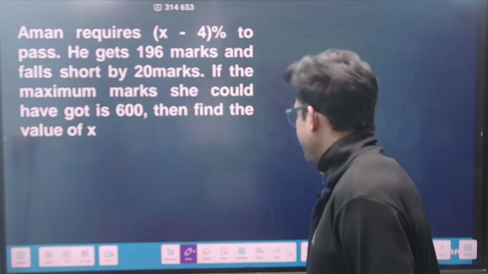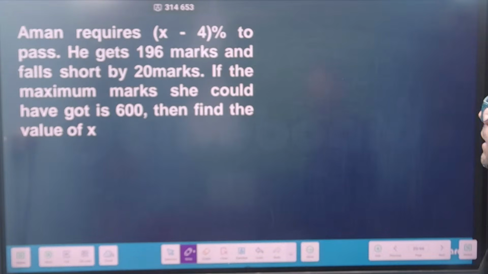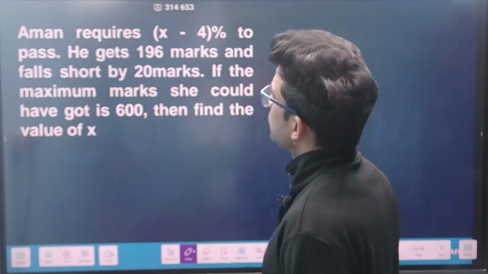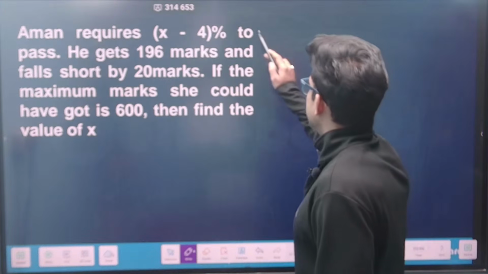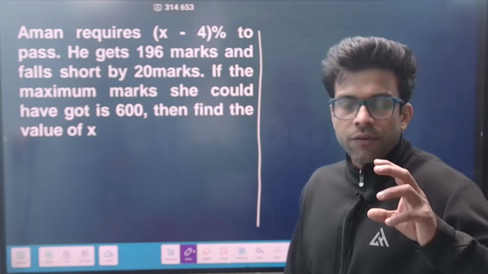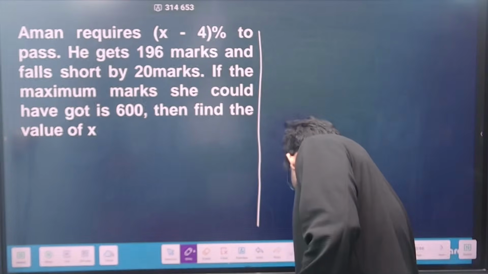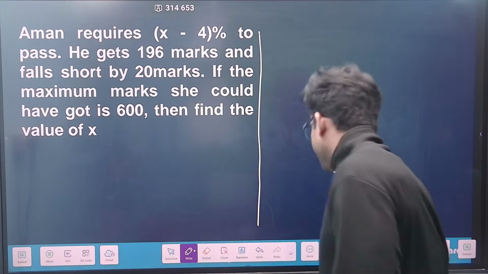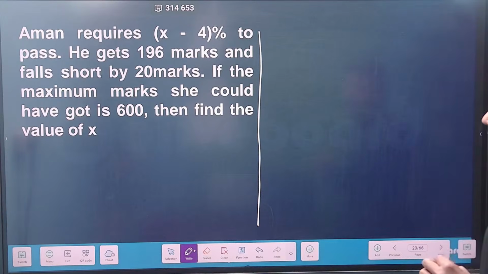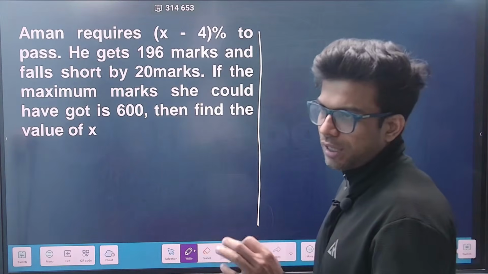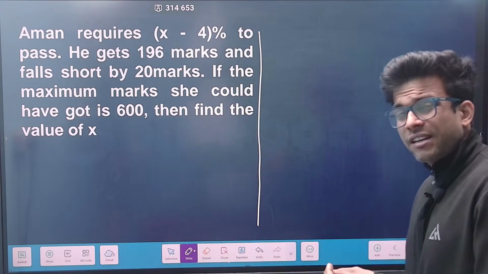So let us start solving the question. Aman requires X minus 4% to pass. He gets 196 marks and falls short by 20 marks. So basically, guys, we are building our basics here. Correct? The reason behind such a question is all questions are being taken from PYQs, or they are a replica of PYQs.